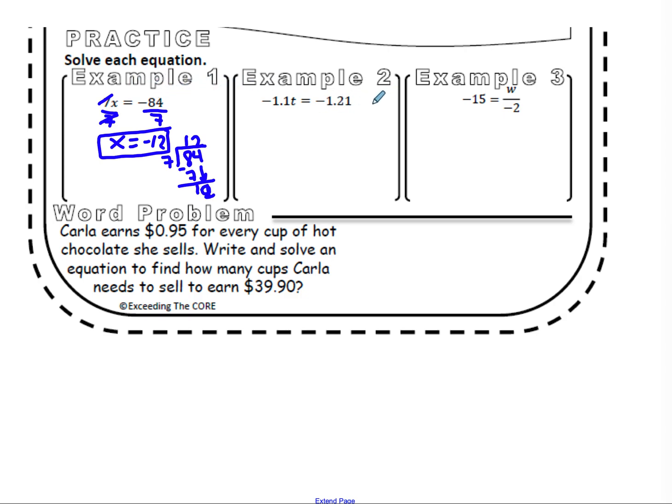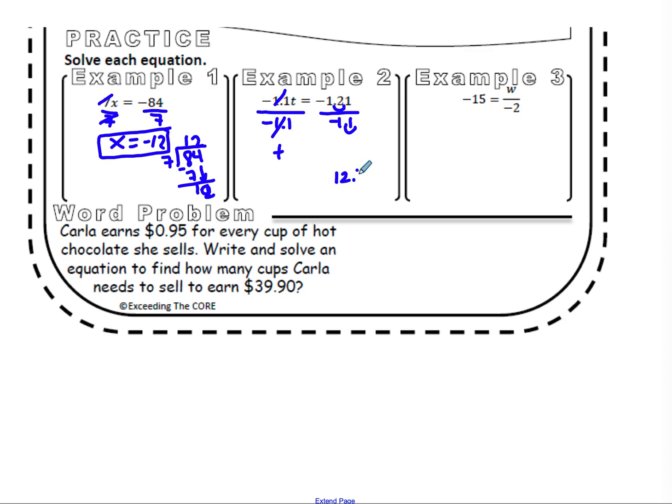All right, let's look at this one with decimals. So I have -1 and 1/10 times t equals -1 and 21/100ths. So again, multiplication, we're canceling out with division. We have to use the same number, same sign as what's there. Okay, so -1 and 1/10 divided by 1 and 1/10 is a +1, so I'm left with t. Before I set up my long division, I'm going to move my decimals over one place so that my second number is an integer. So now I have -12.1 divided by -11.